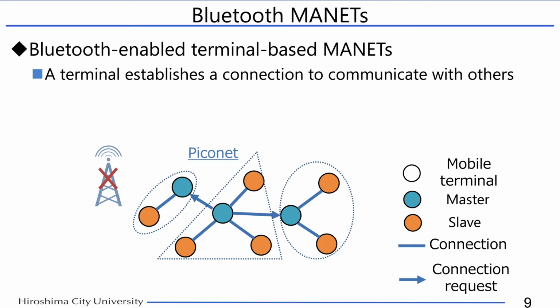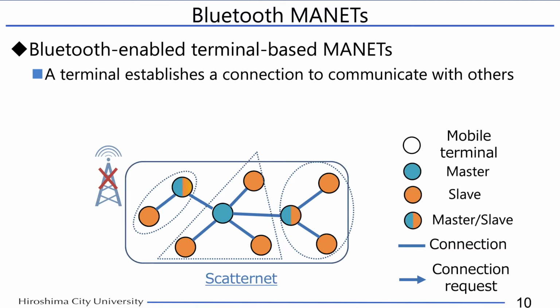Furthermore, it establishes connections among piconets. The network called a scatternet is constructed. Look at this picture. The group surrounded by blue lines is a scatternet. As described above, we construct a Bluetooth MANET.